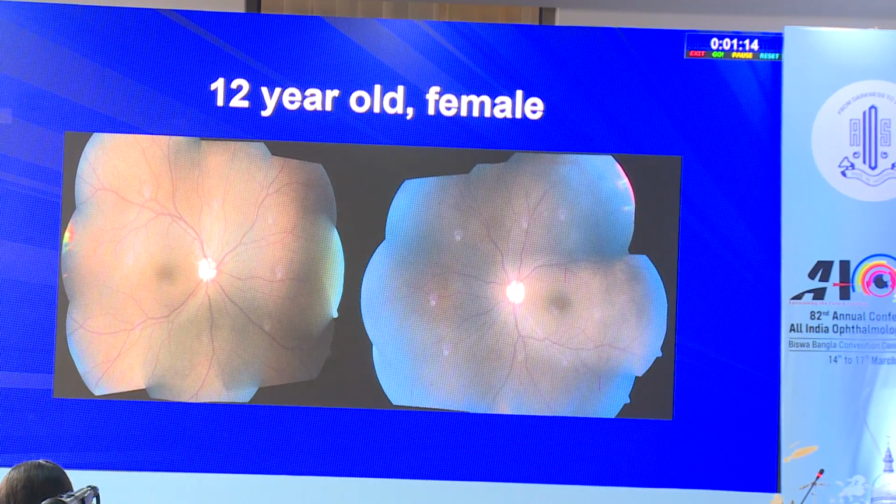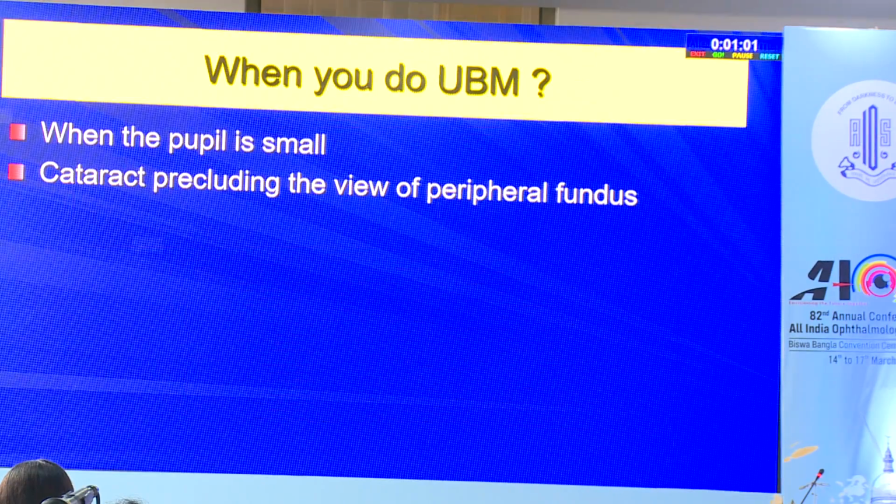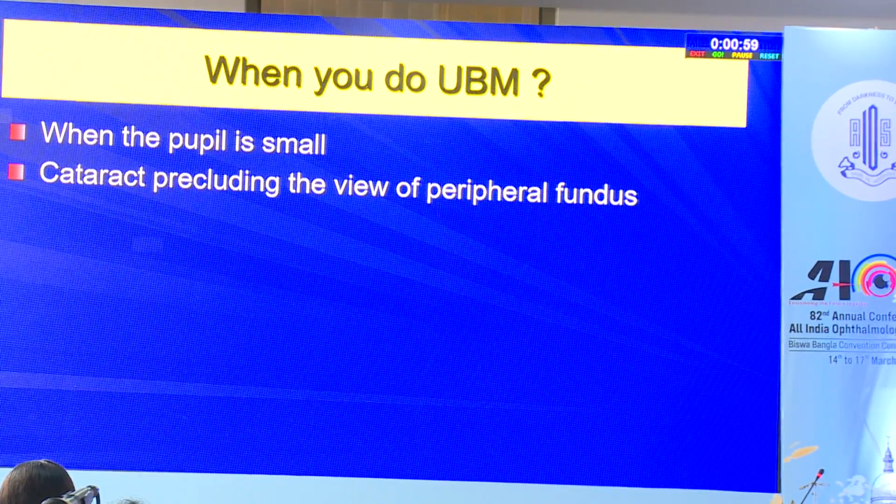This is a 12-year-old female where you did the FFA, and you can see the capillary fronding, which can be seen in a lot of intermediate uveitis cases, particularly in the periphery. In addition, there was a hot disc suggestive of inflammation, and this patient was treated with immunosuppressive agents.